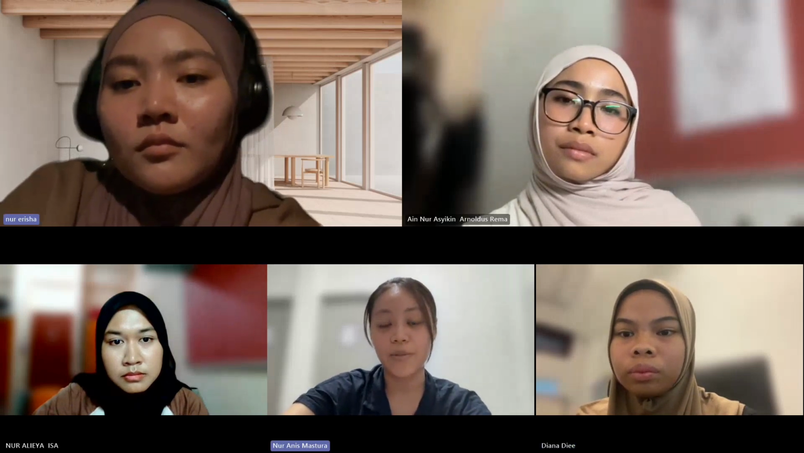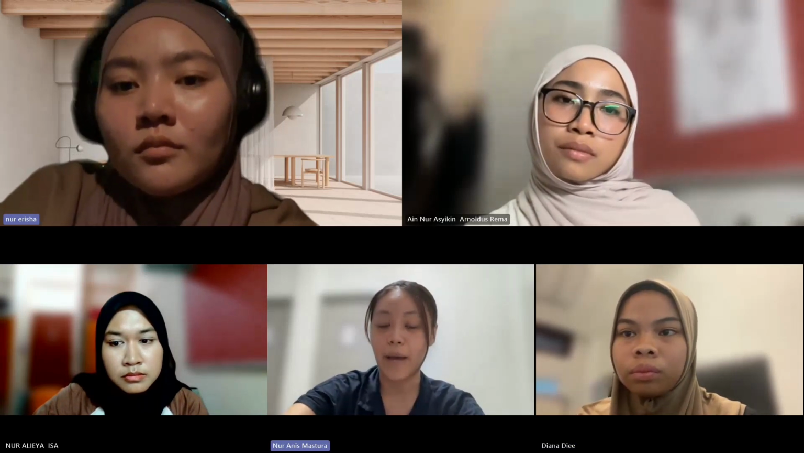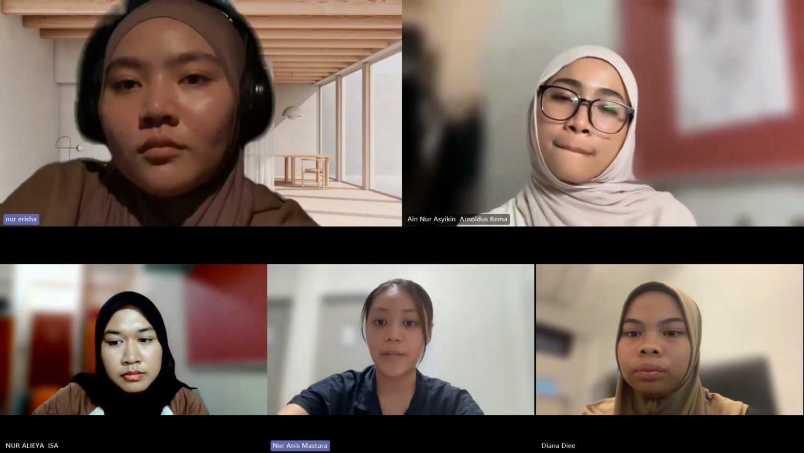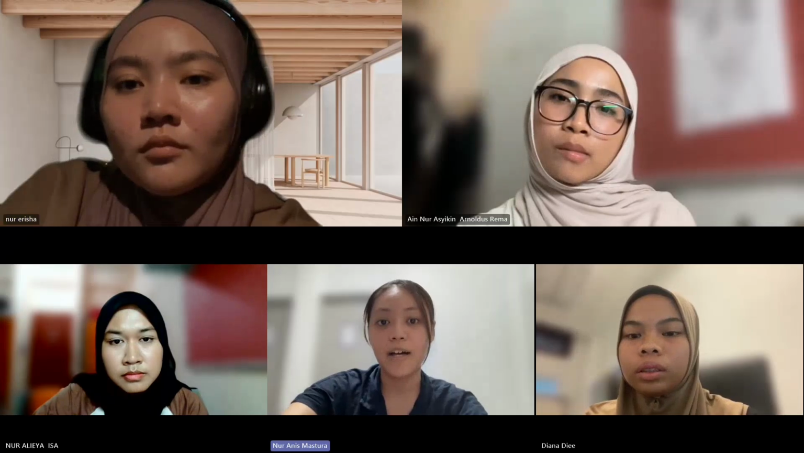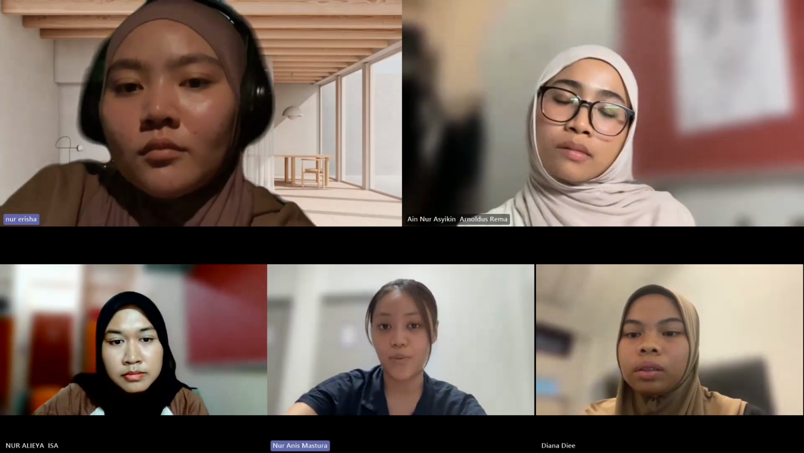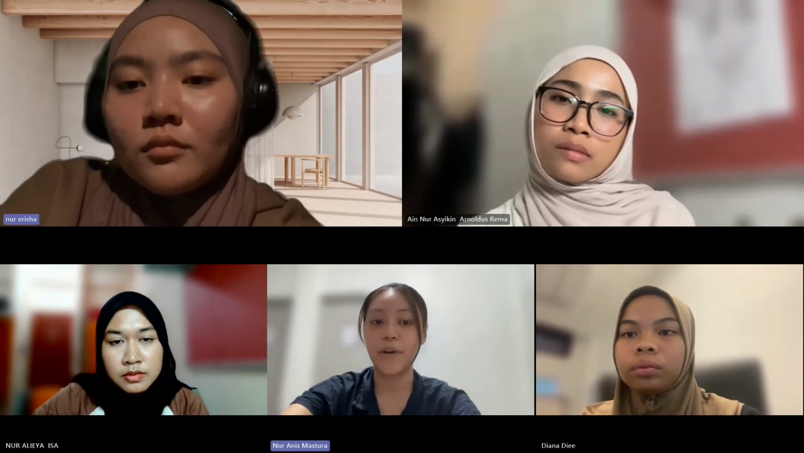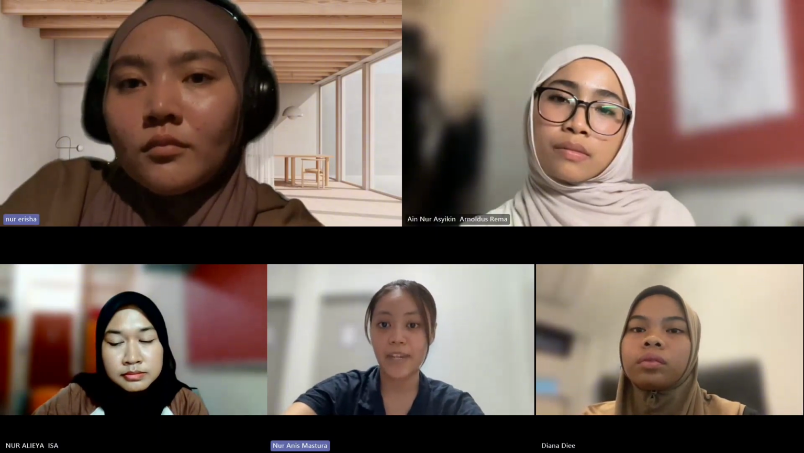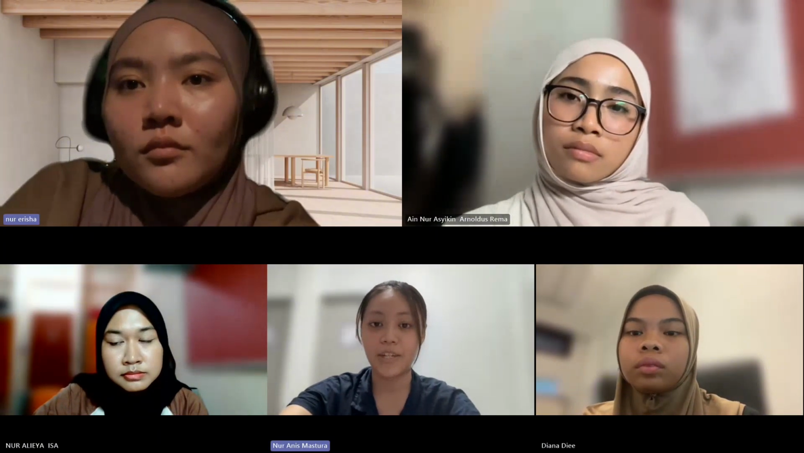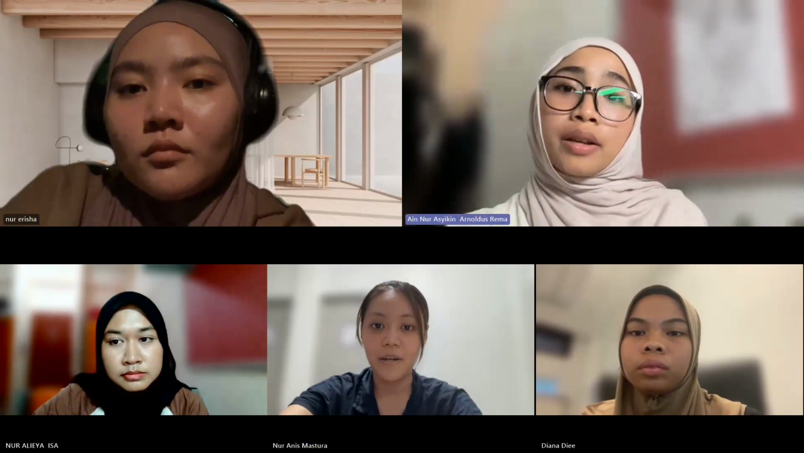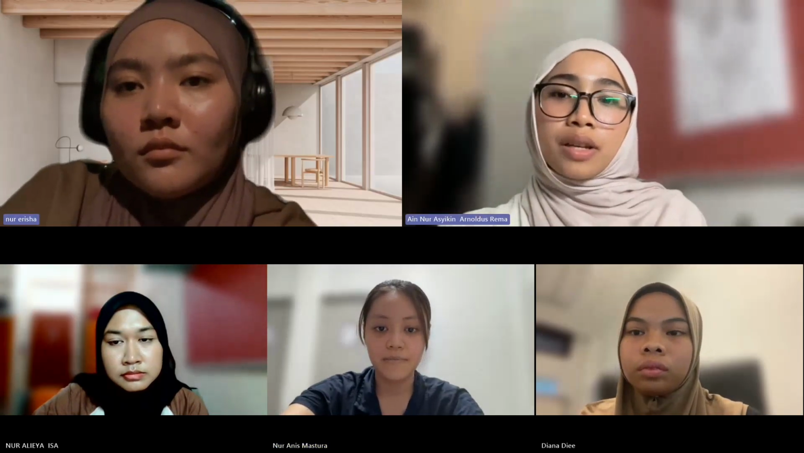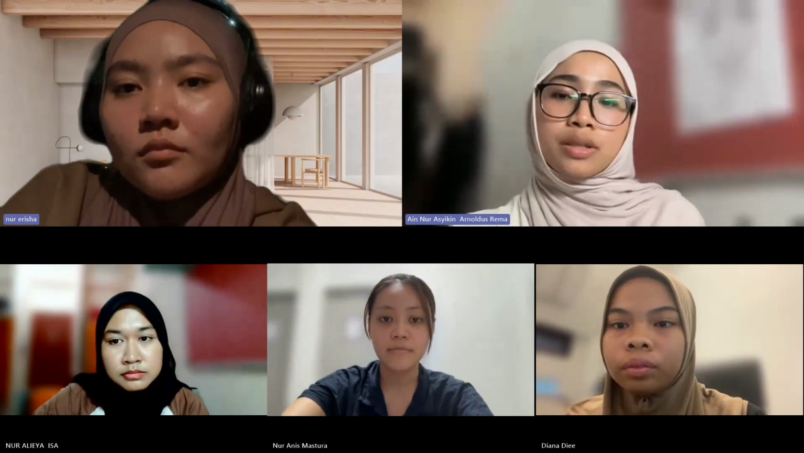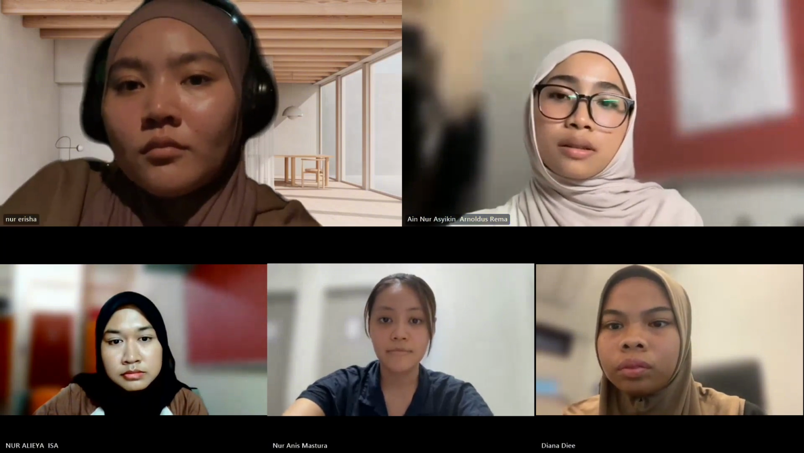I propose that the Student Innovation Unit conduct a pilot program involving several faculties to evaluate the platform's effectiveness. The collected feedback can be used to improve the system before a wider implementation. So, does anyone have additional suggestions? I agree. We should also involve industry partners so that workplace simulations reflect actual professional situations.